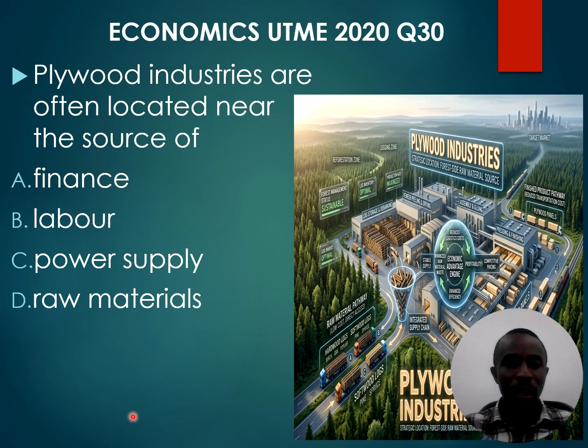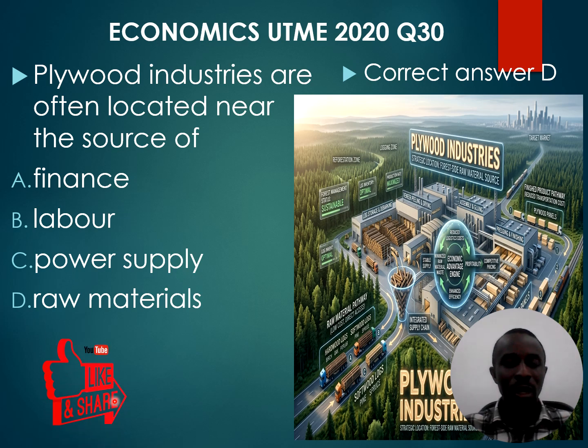Question 30. Plywood industries are located near the source of raw material because of the weight of plywood. Plywood raw materials are used for manufacturing industries, for furniture making and construction companies as well. So for that, plywood industries should be located close to the source of raw materials.